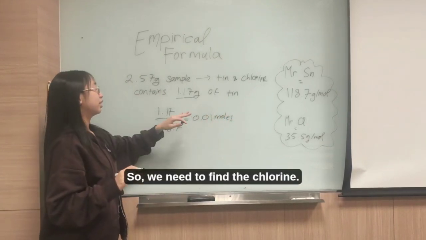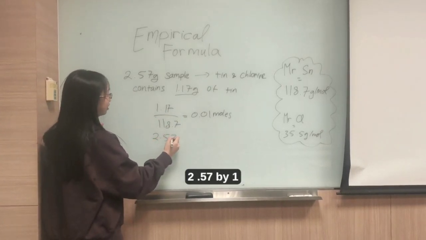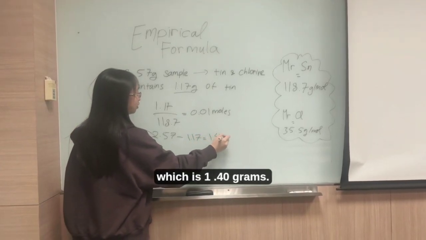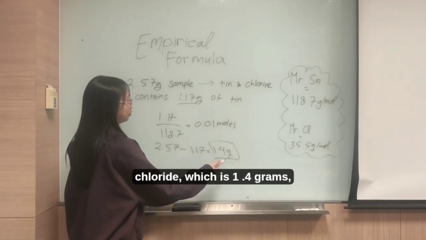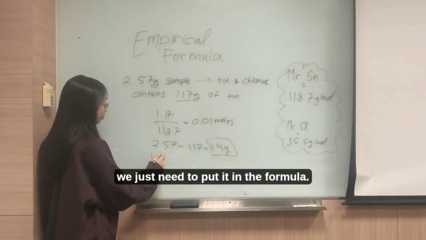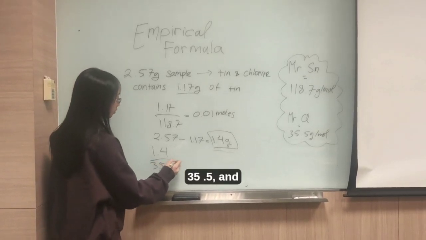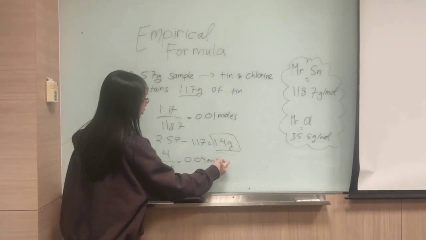So we need to find the chlorine. We basically just need to subtract 1.17 from 2.57, which is 1.4 grams. After getting the mass of chlorine, which is 1.4 grams, we just need to put it in the formula: mass over Mr, 35.5, and it gives us 0.04 moles.